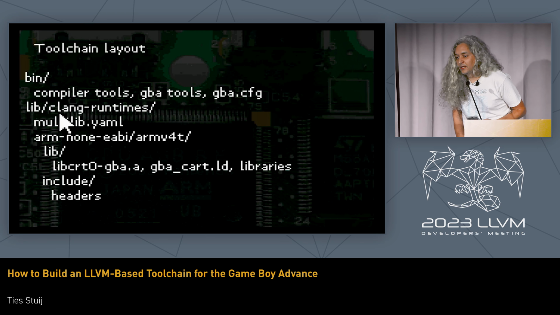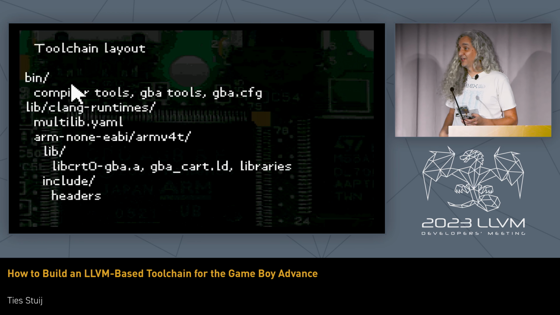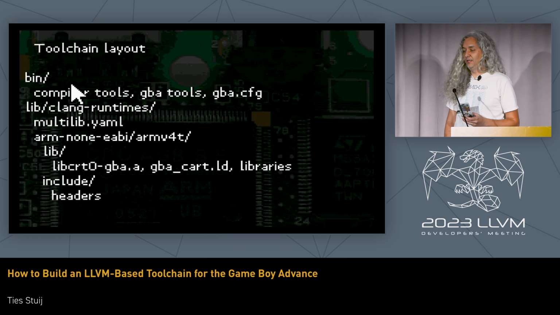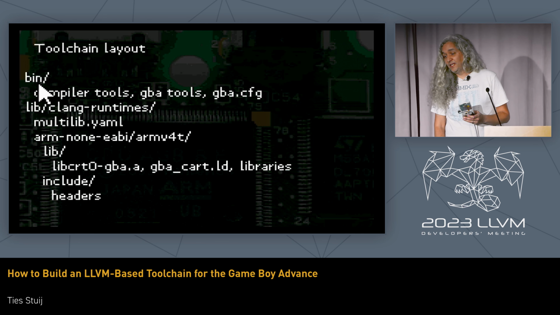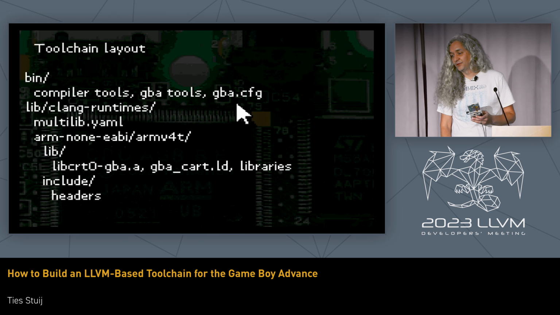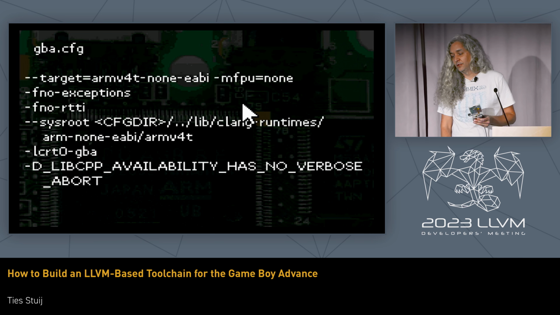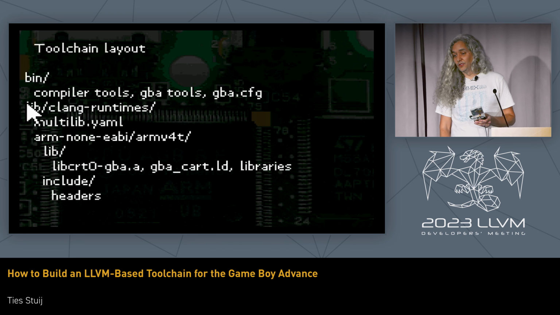So the way that we lay this out is, obviously, if you've got your toolchain, your directory structure, you've got your bin where you put your compiler tools. I chuck in the Game Boy Advance tools, and you've got that Game Boy Advance config file. Then you've got where you put your specific libraries, is this path.